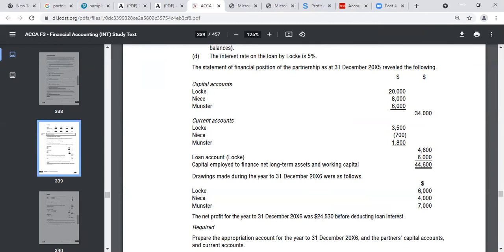And right here, they are asking us to prepare the appropriation account for the year ended 31st December and the partners' capital accounts and the current accounts, okay? So that is what we have, as simple as that can be, okay? So once you have that, yours is now to see how I now reflect that to get what the examiner is interested in, okay?